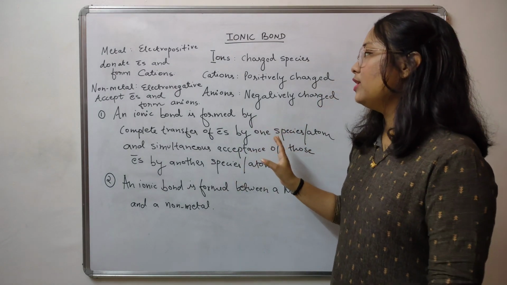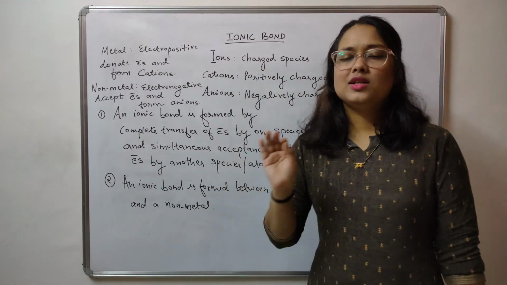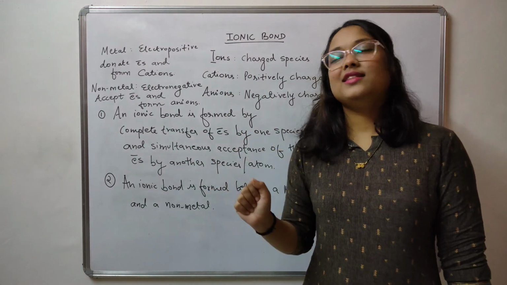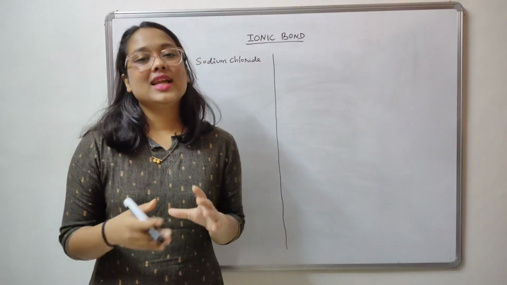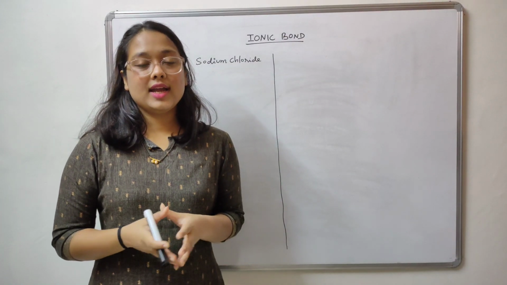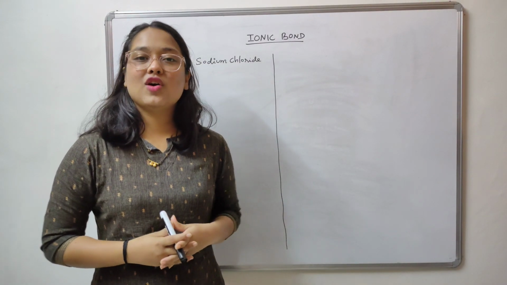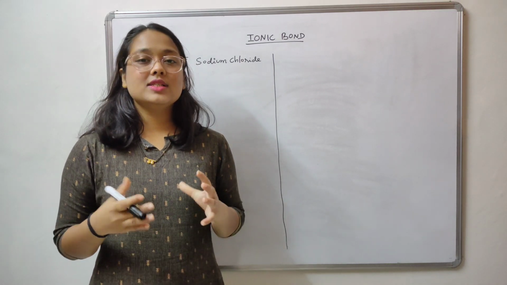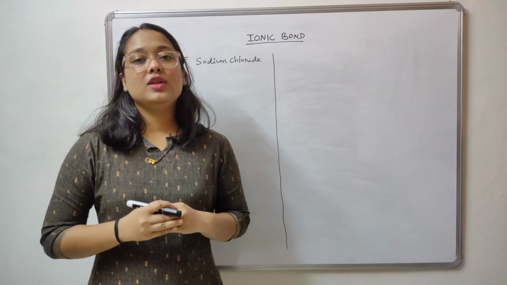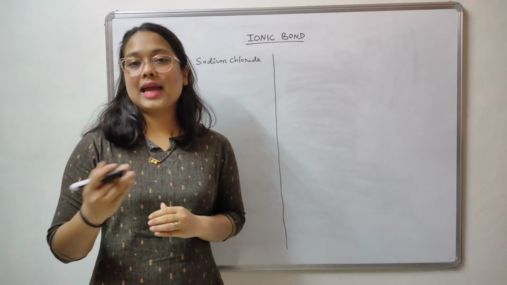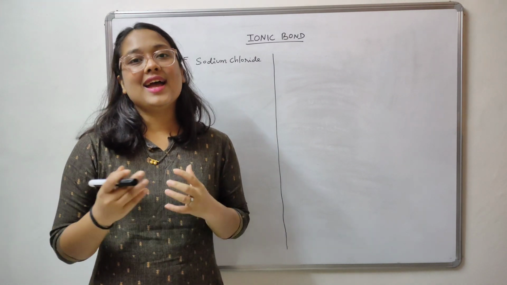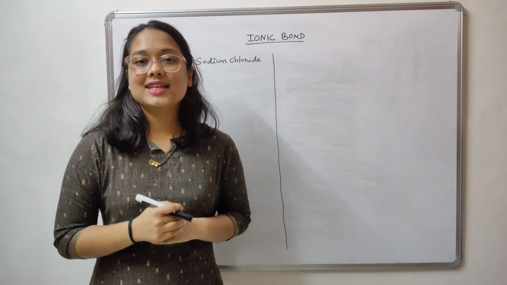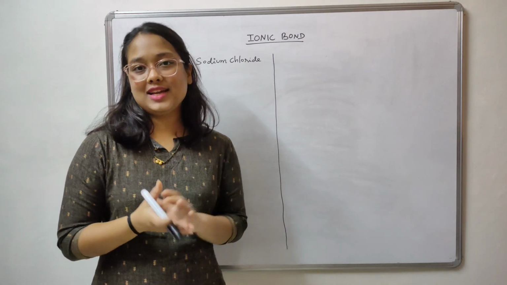Now we will apply all of these points on a simple example in order to strengthen our knowledge on ionic bond. So let us take an example of sodium chloride in order to understand the formation of an ionic bond. Two points that we have to keep in mind. First is the definition, wherein we need to show complete transfer and acceptance of electrons, and second, ionic bonds are seen between metals and non-metals.